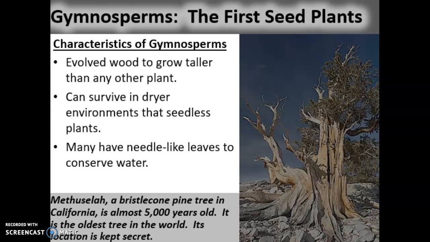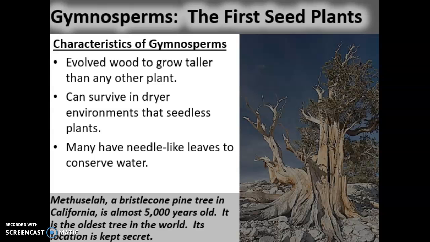So far this unit, we talked about the evolution of moss and we talked about the evolution of ferns. But for the first time in gymnosperms, we see a few important characteristics evolve for the very first time. For example, gymnosperms were the first plants to evolve wood that allowed them to grow taller than any other plant.